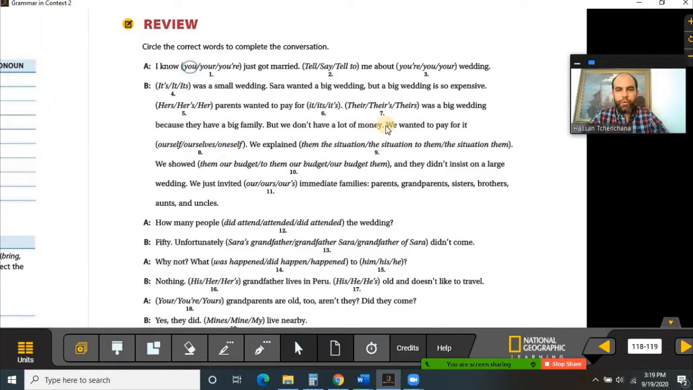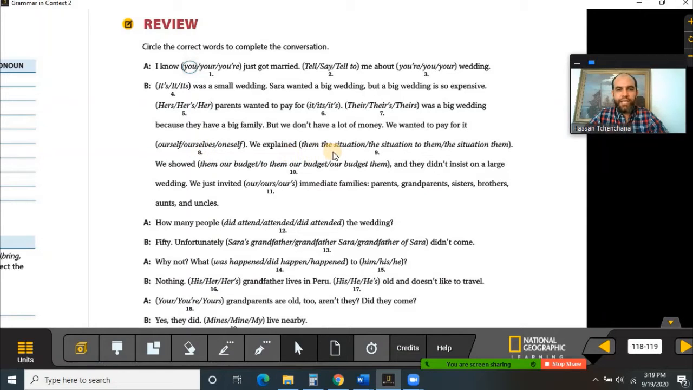Why? Because reflexive pronouns should agree with the subject. So anytime you have I, you expect myself. When you have you at the beginning of the sentence, you expect yourself. When you have he, you expect himself. She, you expect herself. We, ourselves, and they, themselves. And because we have we here, therefore we need ourselves. This is the correct choice. We wanted to pay for it ourselves.